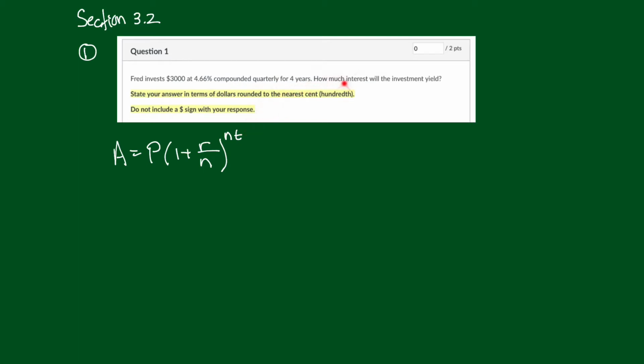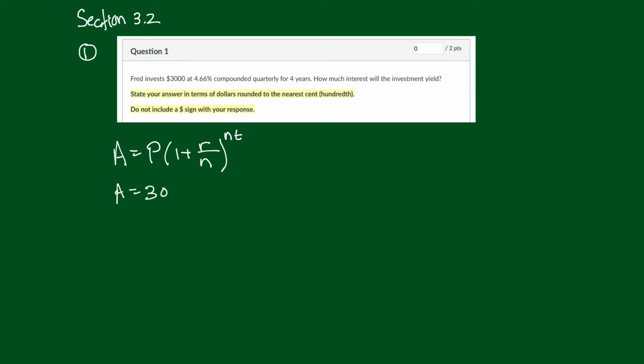And we want to know how much interest we will make. So let's do this. How much interest will the investment yield? I just want to know the interest. So what I want to do is put these numbers in. So I'm going to get A. A is equal to 3,000.